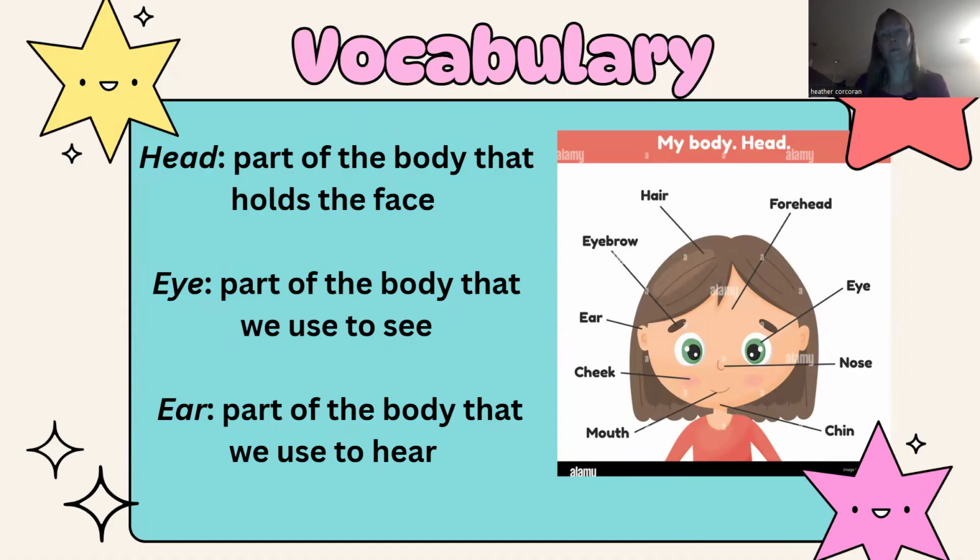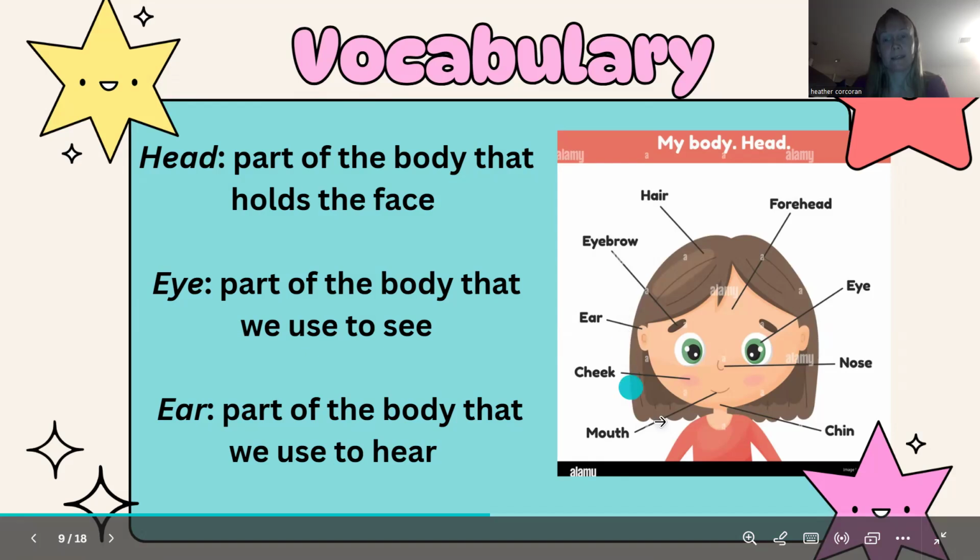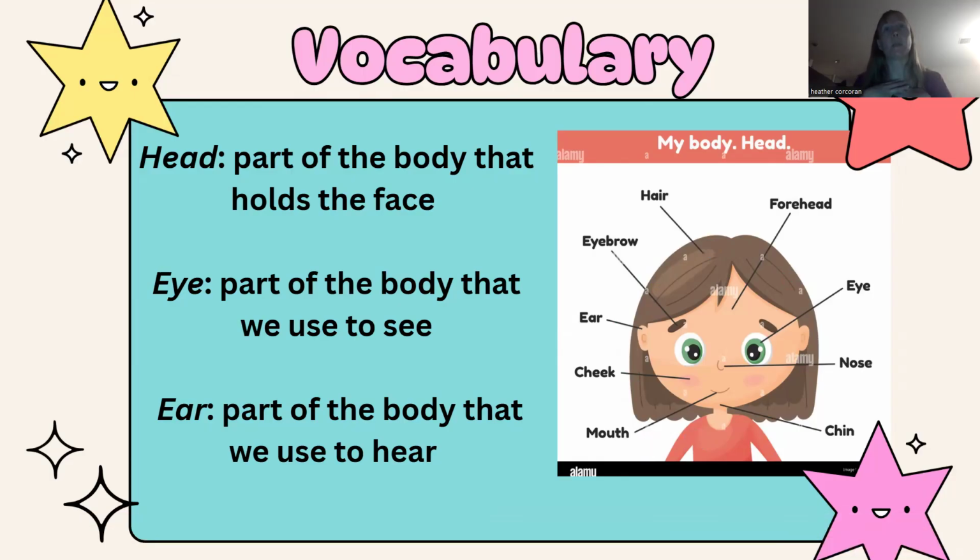But then when I bring the focus back to me, I would go ahead and tie it to the poster. Now take a look at this picture, this drawing. I see a little girl, and I see that she has a lot of the same features as you and as me. And that's what we're going to talk about today. We're going to talk about the parts of the body. And for right now, we're going to focus on the head, this part of the body.